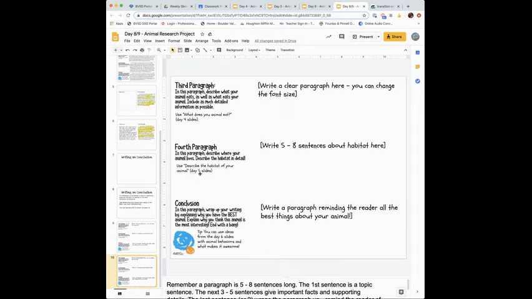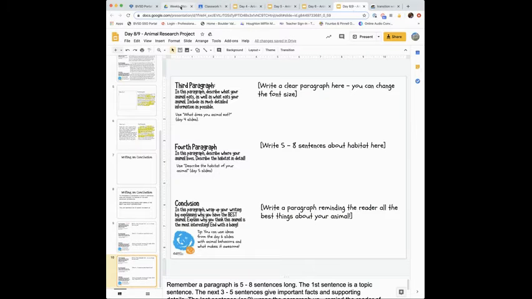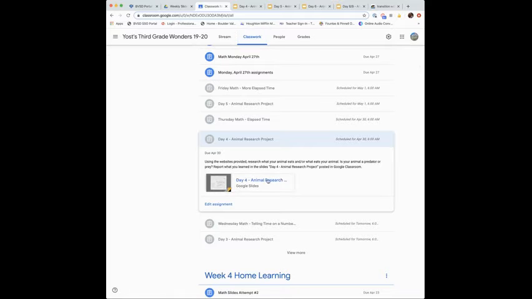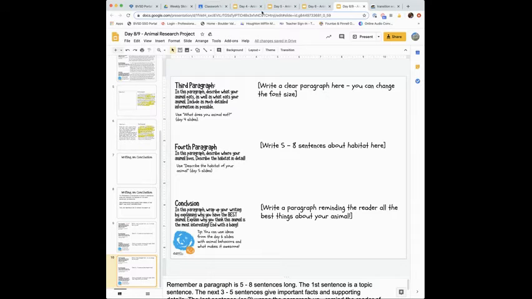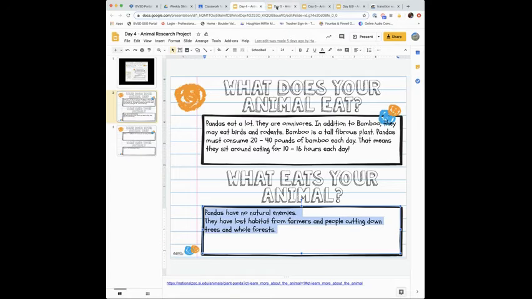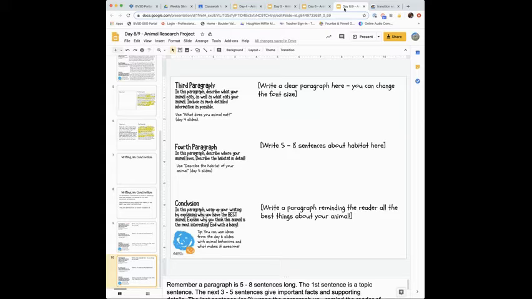Okay, let's get the things out that we need. We have the transition words. We have today's assignment. If I need to, I'll go to my classwork and open up my day 4 research slides and my day 5 research slides. Remember, you might need to open the assignment and unsubmit your work in order to open up these slideshows. You know how to do this. You've done it before. Now that I have my day 4 slides, my day 5 slides, today's assignment, and my transition words out, I'm ready to get started.